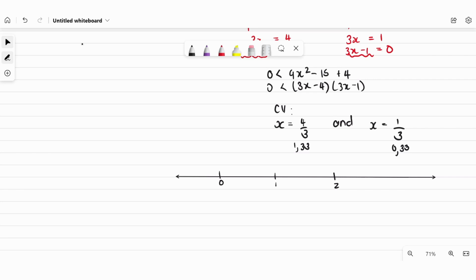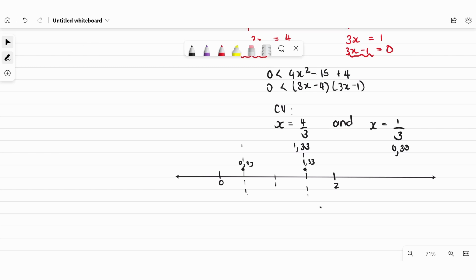So what happens is you go to your number line, then you're going to plot these 2 points. The first one is 1,33, so it's going to be somewhere here, roughly. Then you know the fact that this is your 1,33, which is the same as 4/3. Then here, your other 0,33 is somewhere here too, right? So we know that this is 0,33. Then you're going to draw dotted lines going down, indicating that's where your critical values are.